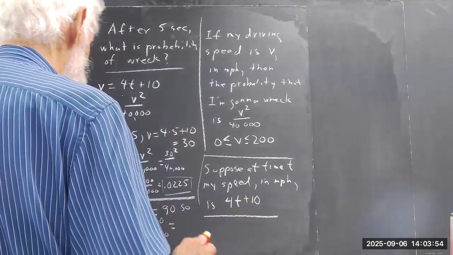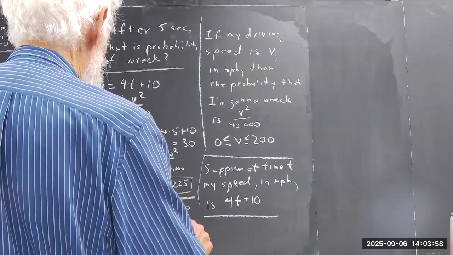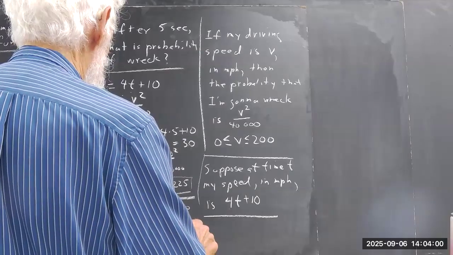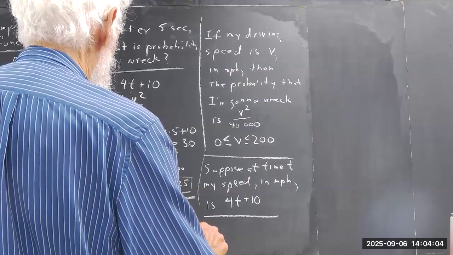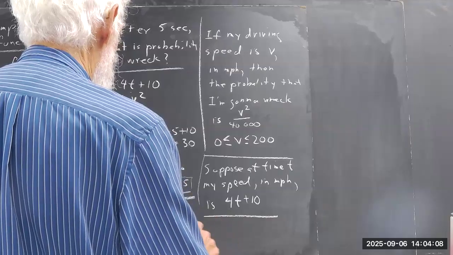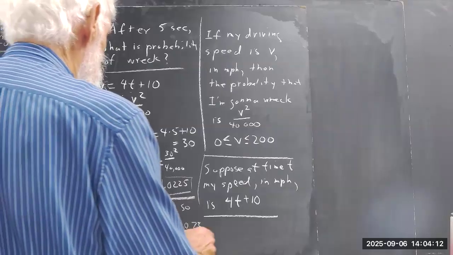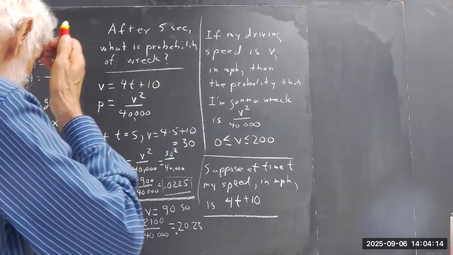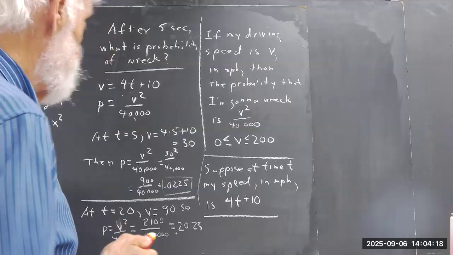My brain's freezing up. It's going to come unfrozen here in a minute. You're going to get 0.2025, sorry. Okay. Something over a 20% chance of a wreck.